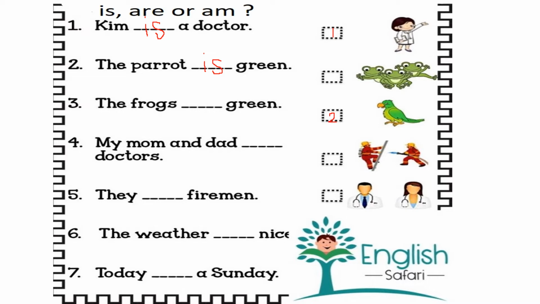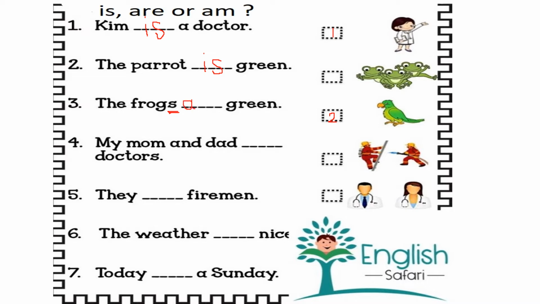Let's look at number 3. We have the frogs. The frogs, with S. Why do we have S? Because we have more than one frog. So the frogs is green or are green?